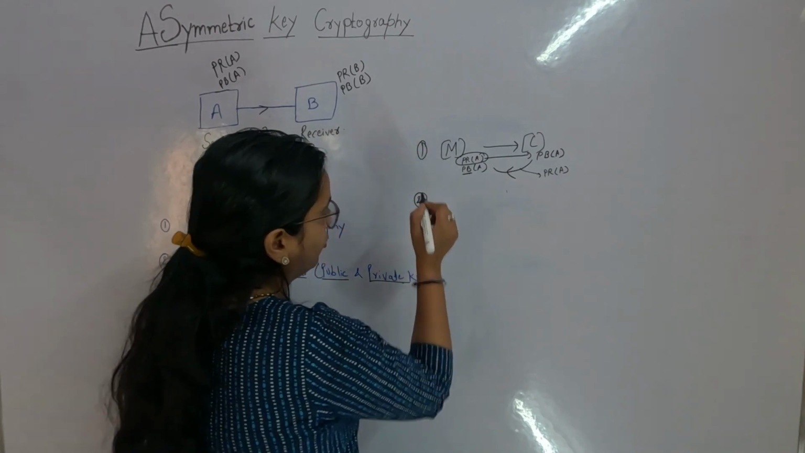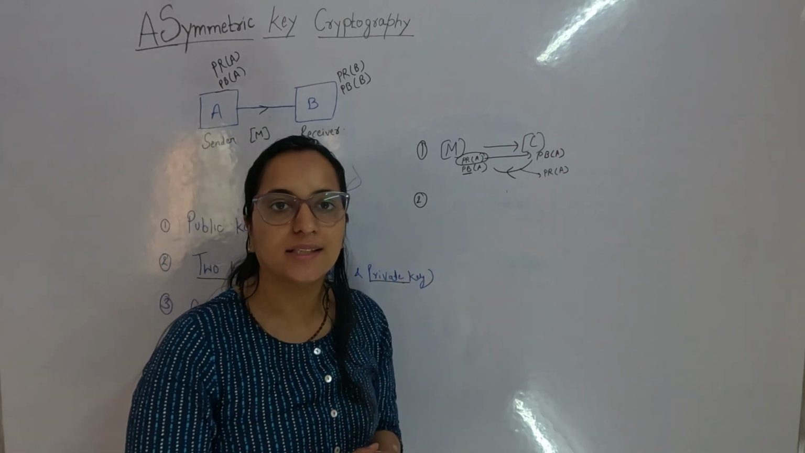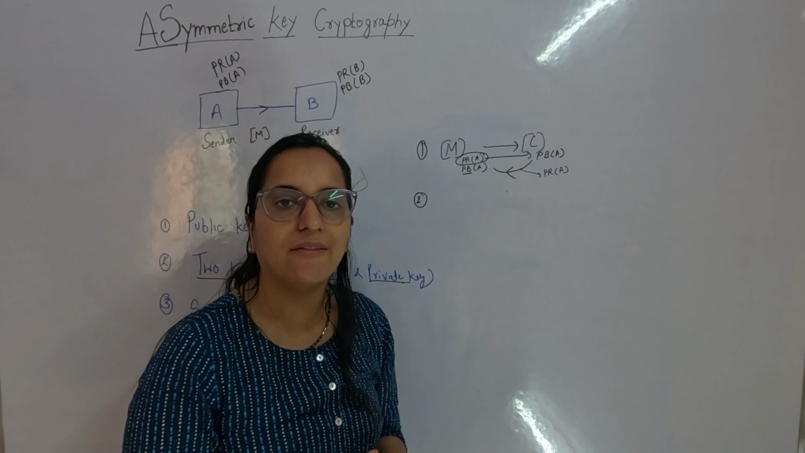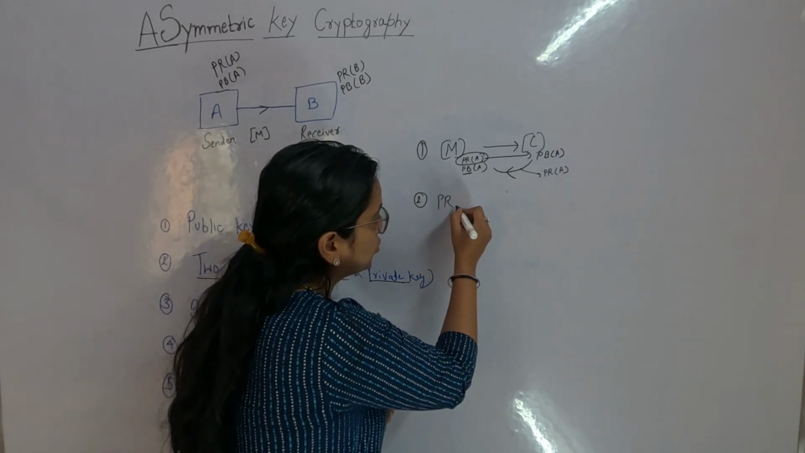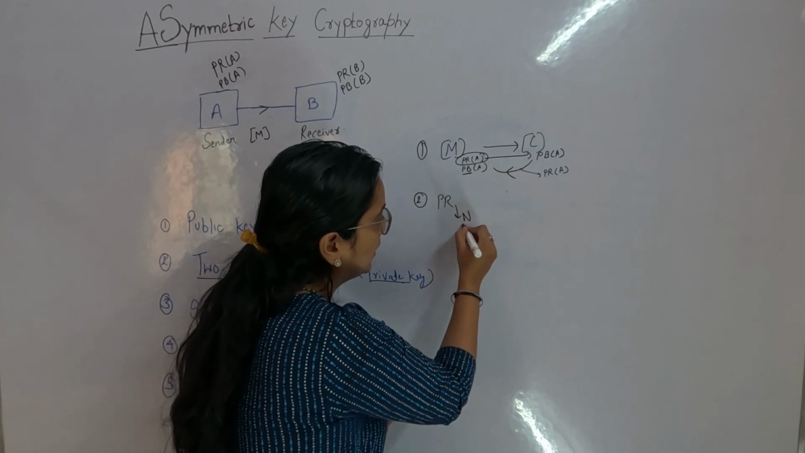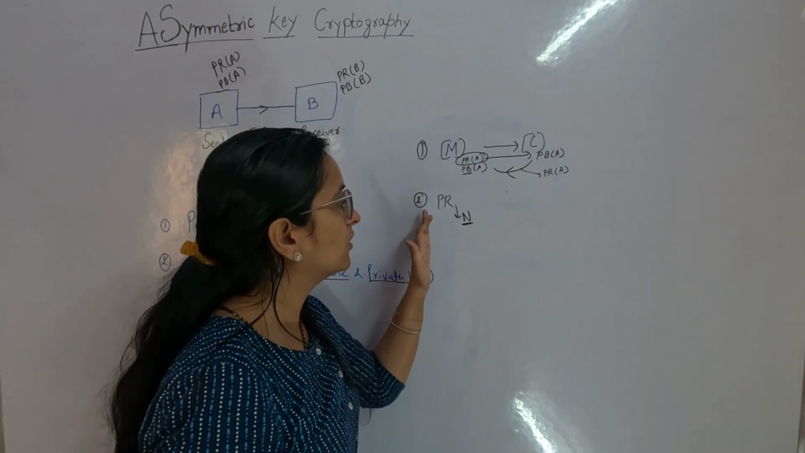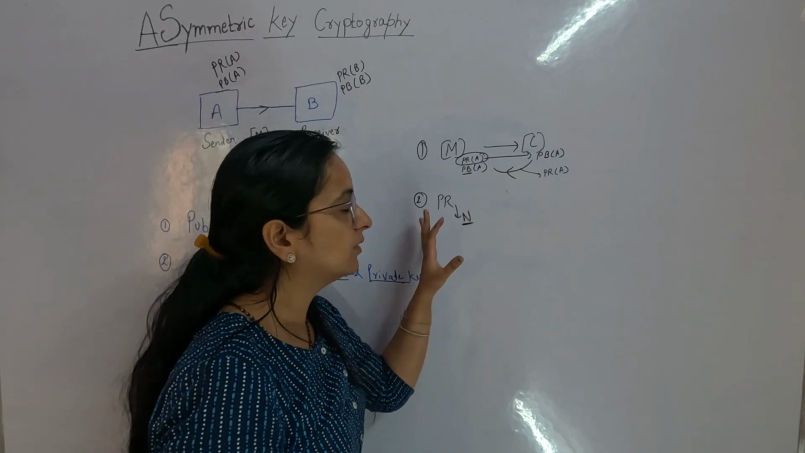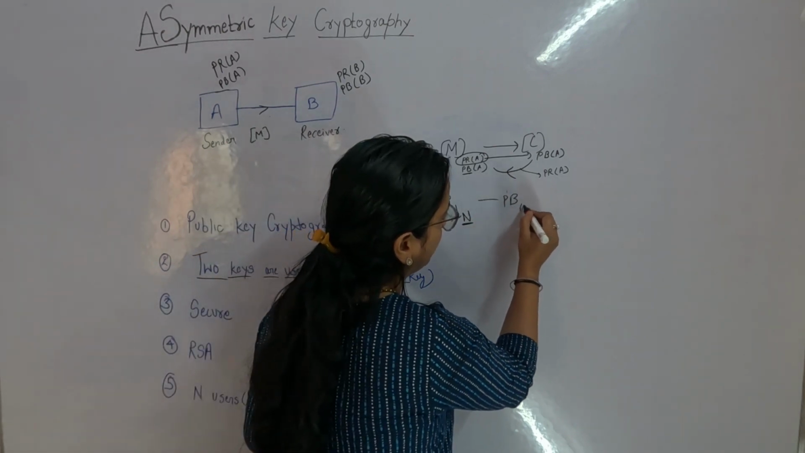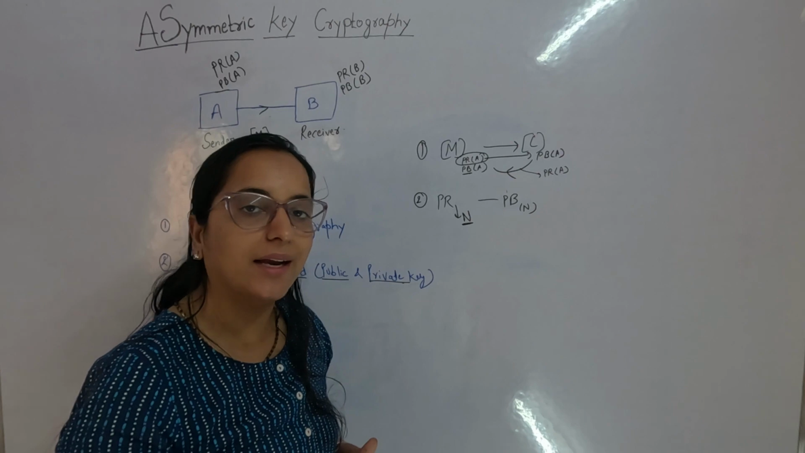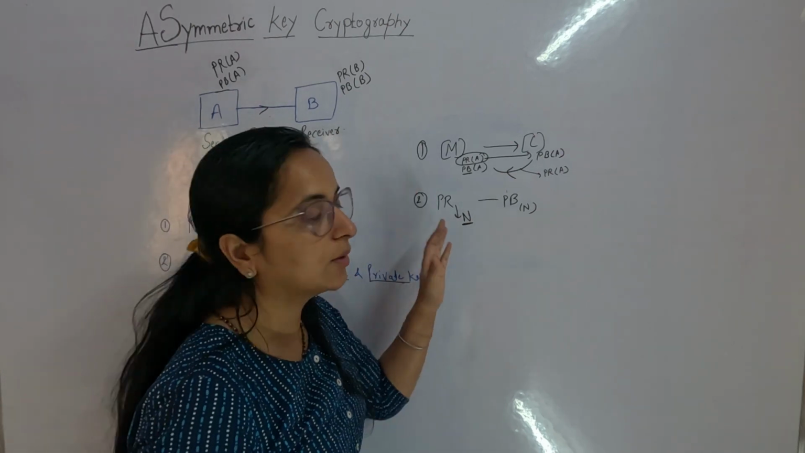The other point is that every user, whether sender or receiver, has its own private and public key. The private key of any user will be available with that user only. It is not given to any other user. And the public key of any user will be available in the network, or it can be used by any user. So these two are the important things.